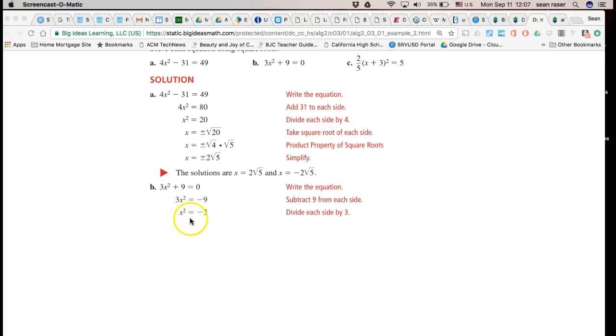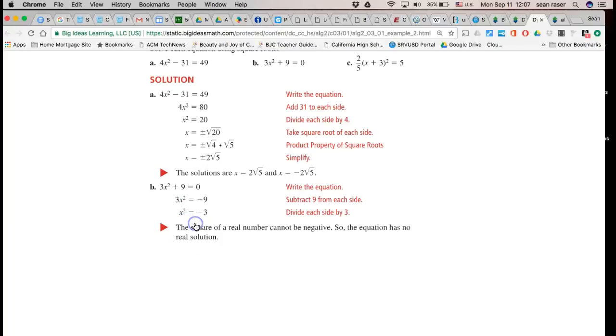This is a false statement. No number times itself will equal -3. So this is an example of an equation that has no real solution. Okay, so when you get something like this, you know that you can't go any further and there's no real solution. For our last one, let's go ahead and look at this one.